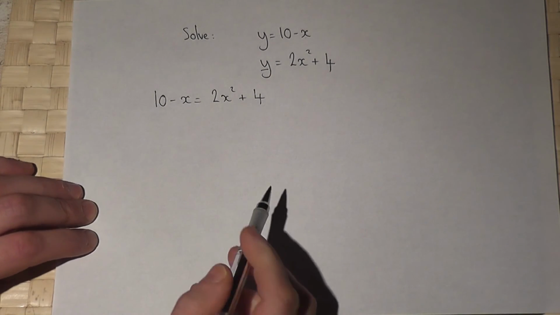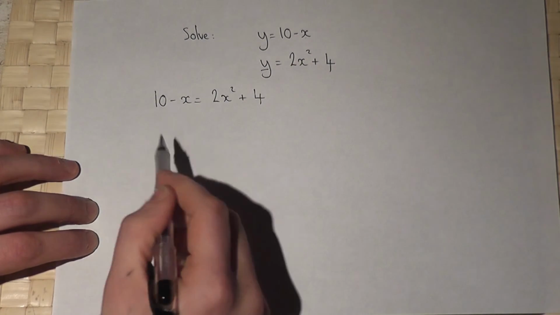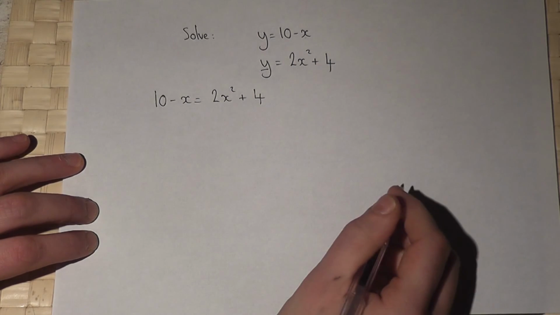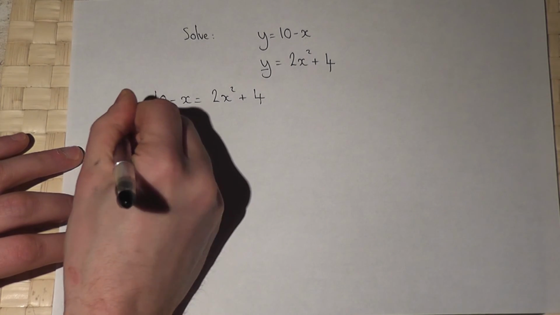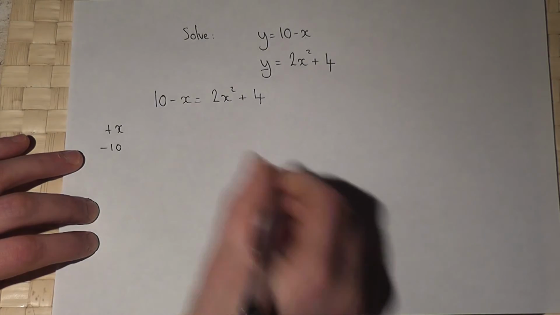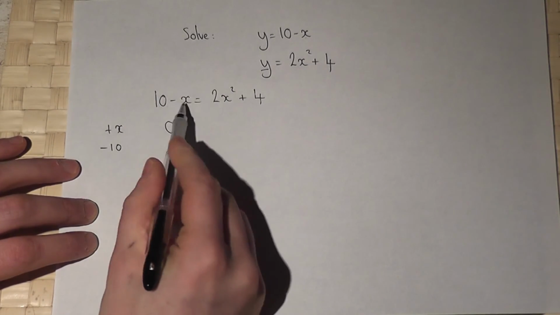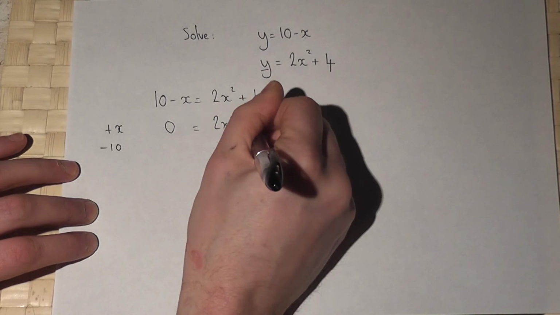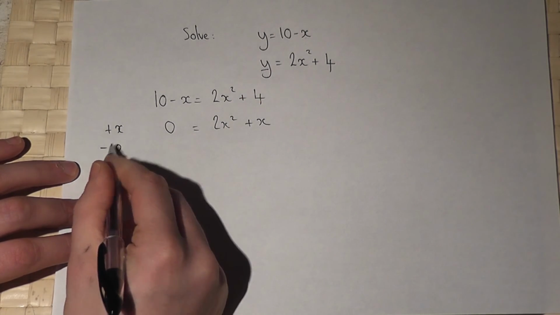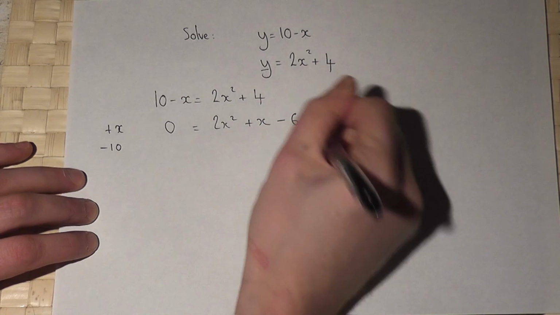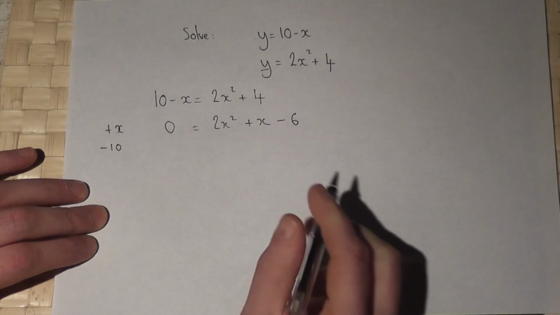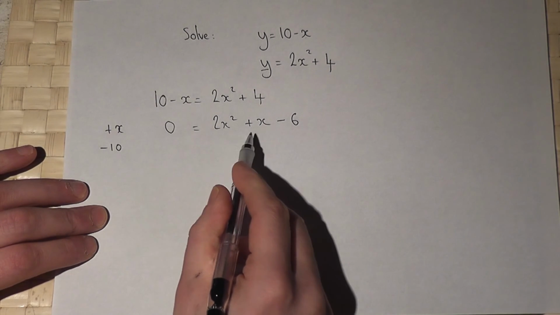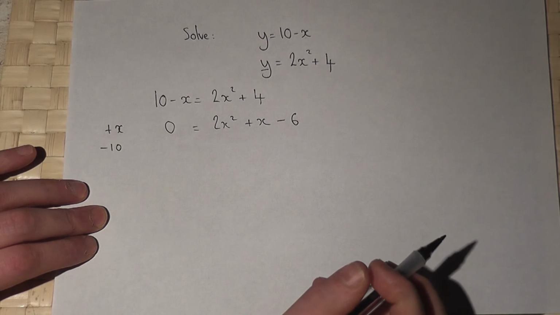Now to solve a quadratic equation, I must get the equation equal to 0. So if I were to add an x and take away a 10 from both sides, then they cancel off and I get 2x squared plus an x. I've taken away 10, so minus 6. So the question is does this factorize?